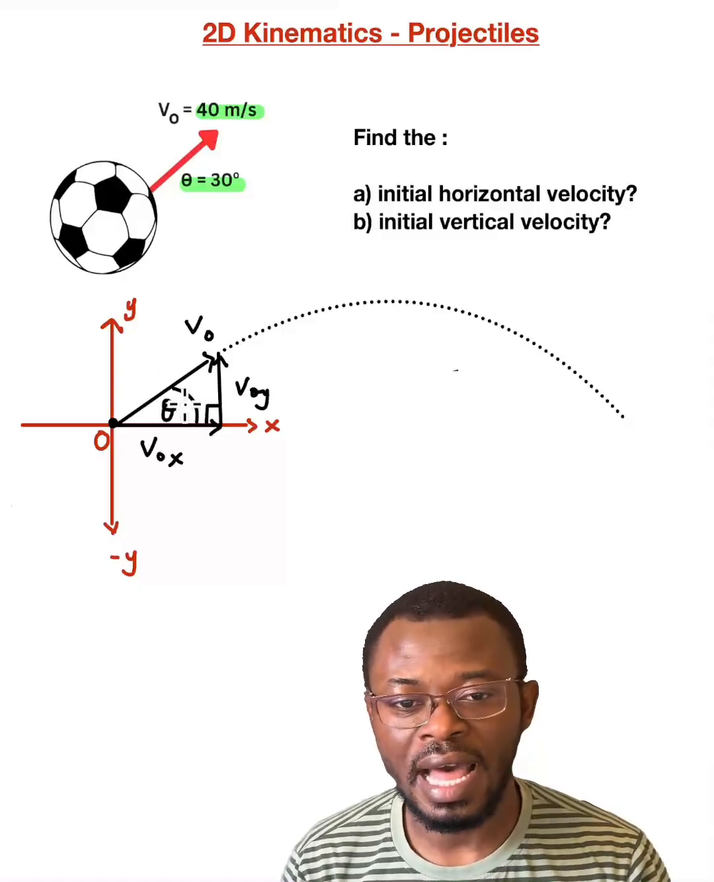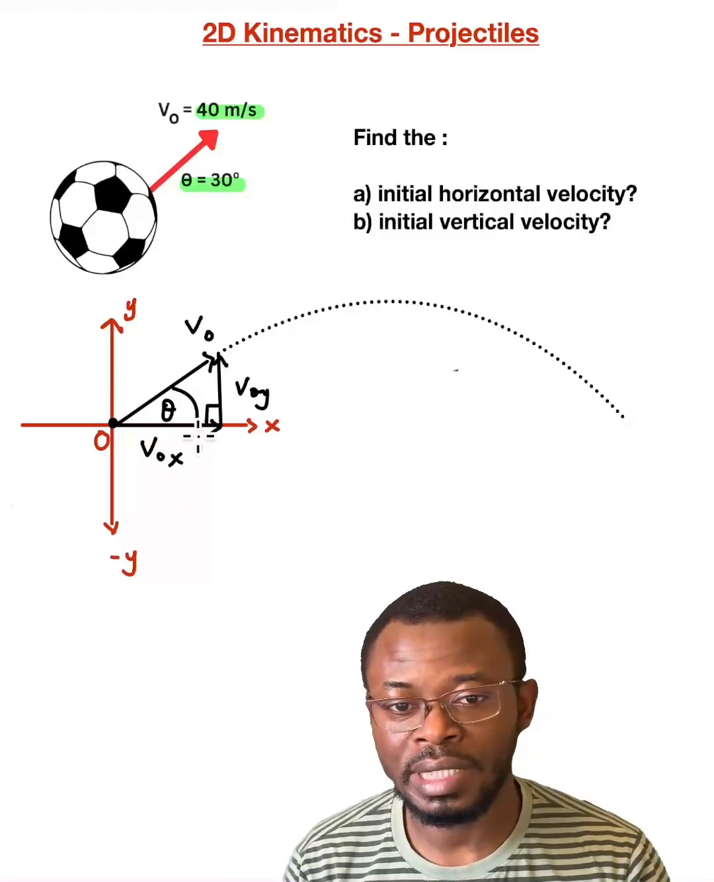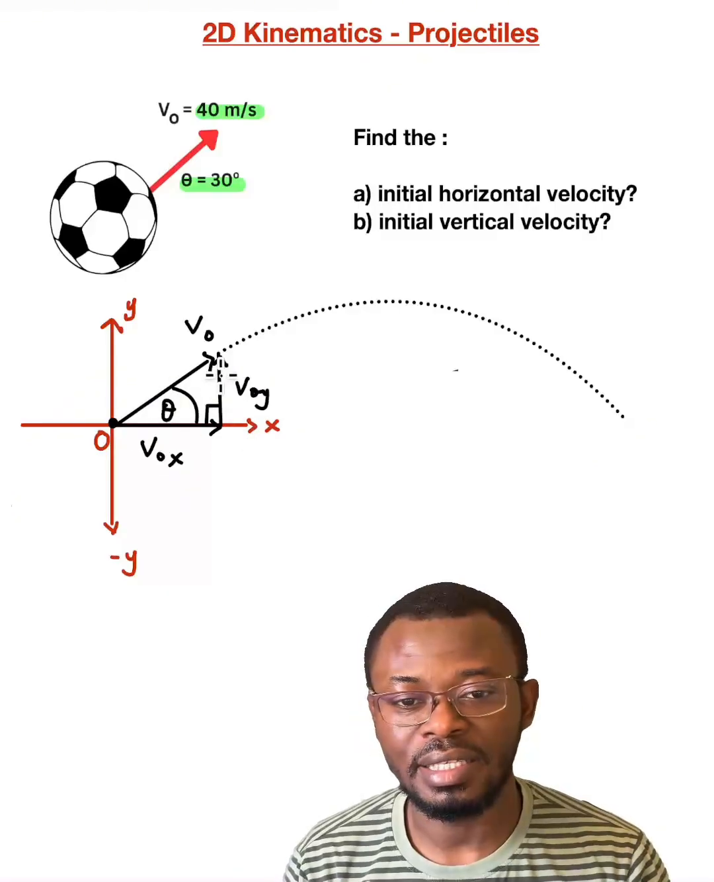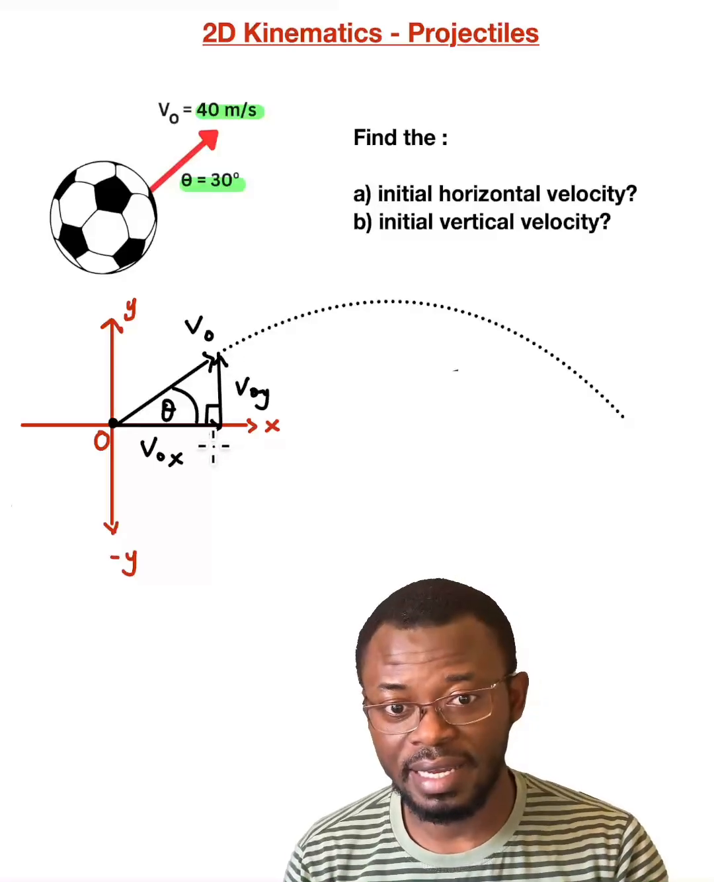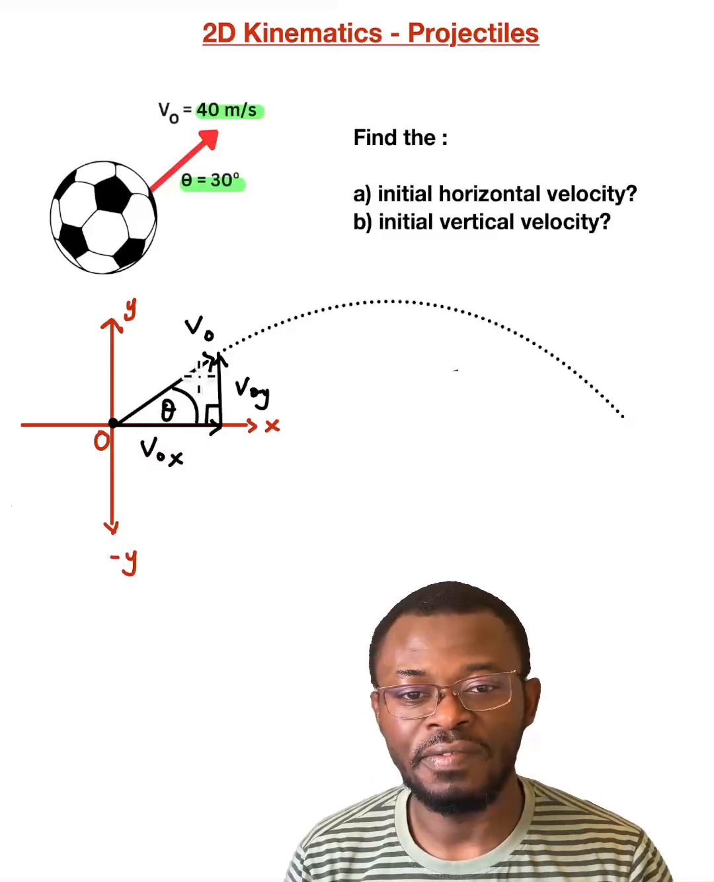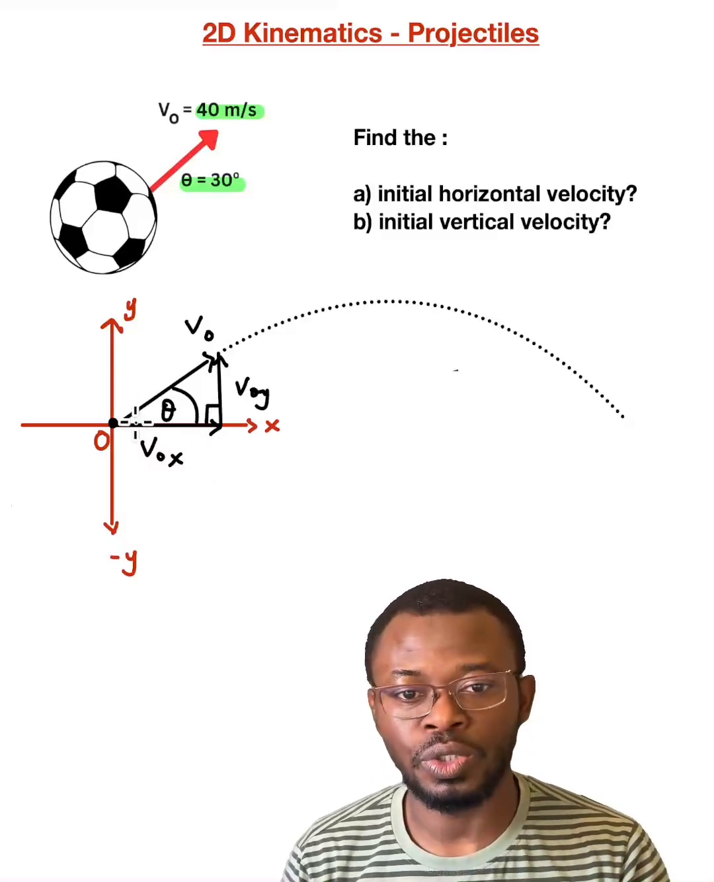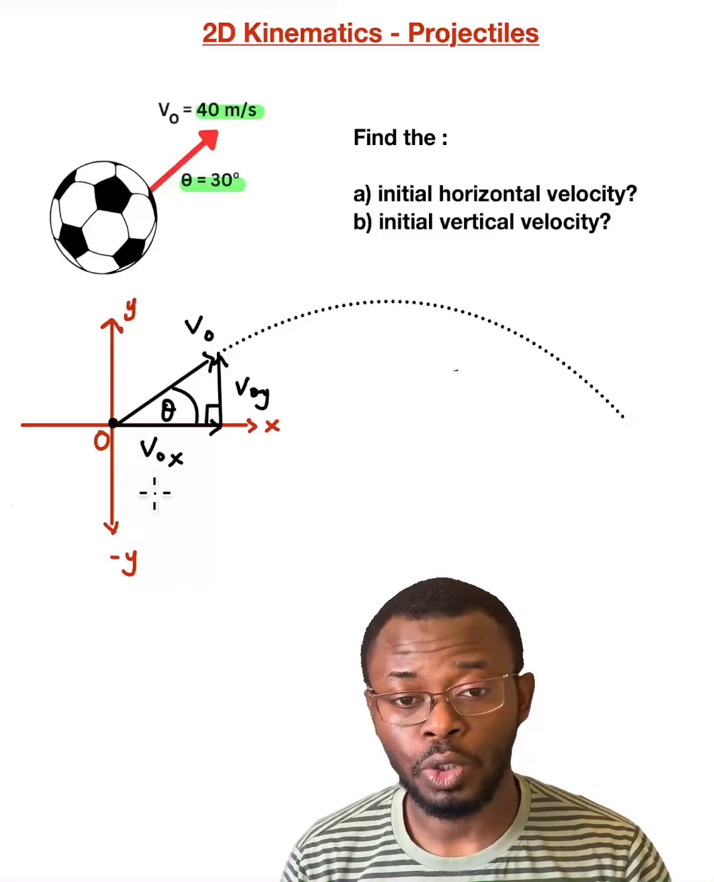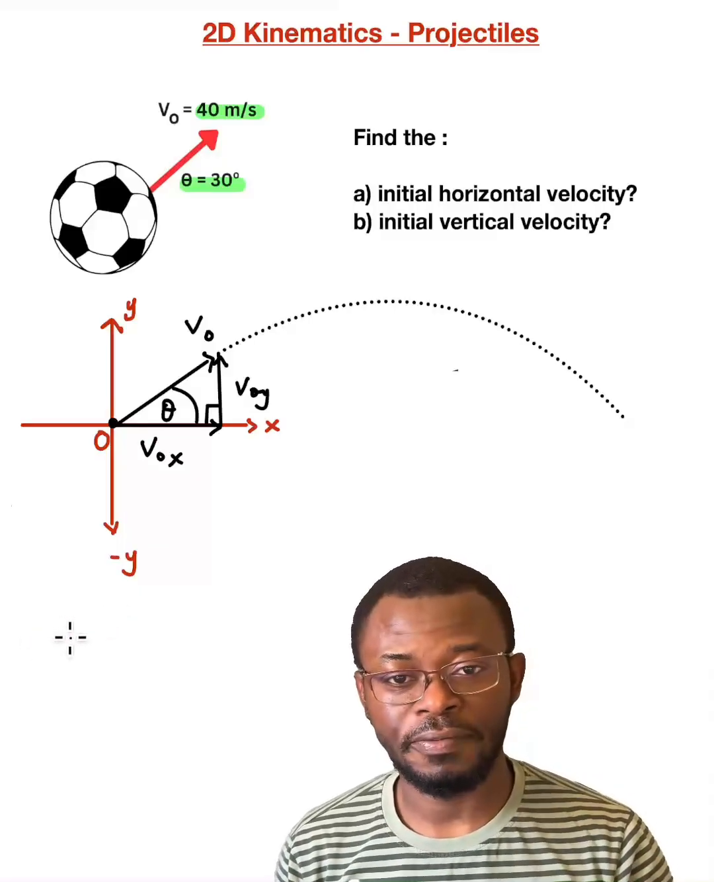And if this is the angle of interest, that is the angle this vector makes with the horizontal axis, then it is facing this side. So v naught y becomes the opposite side, and v naught x becomes the adjacent side, and v naught remains the hypotenuse of this triangle. All right. So applying trigonometry, very straightforward.